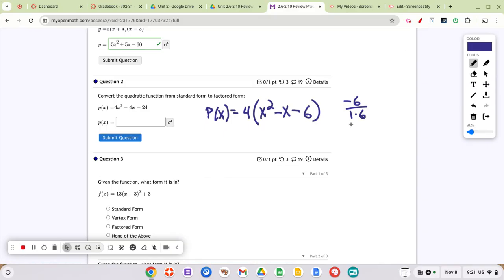1 times 6, 2 times 3, 3 times 2, and then we're back around. Okay, so one of these sets has to help us to add to -1 and multiply to -6. Okay, we've got to have one of these be a negative, one a positive to get this to be negative, and I need a negative x to end up at the end, so I'm going to have a -3 and a +2. That will leave me one negative x. So now I'm going to rewrite this guy. P of x is equal to 4. Keep your 4. Put your parentheses down. X here, +2, -3. Then you're done.